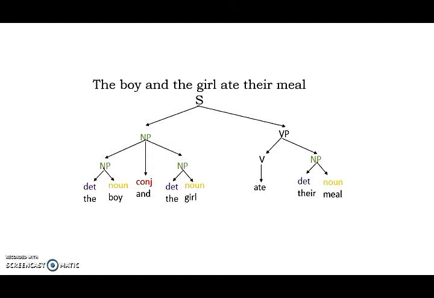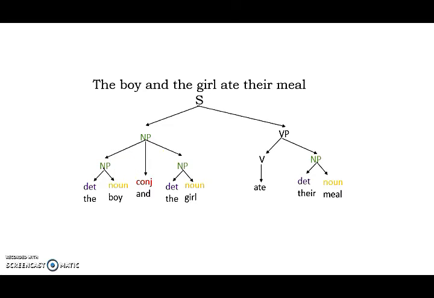So, we're going to start with a sentence with an example. The boy and the girl ate the meal, and we have the conjunction here, "and", between two noun phrases, as you can see: the boy, the girl. In this example, the conjunction is part of the subject.